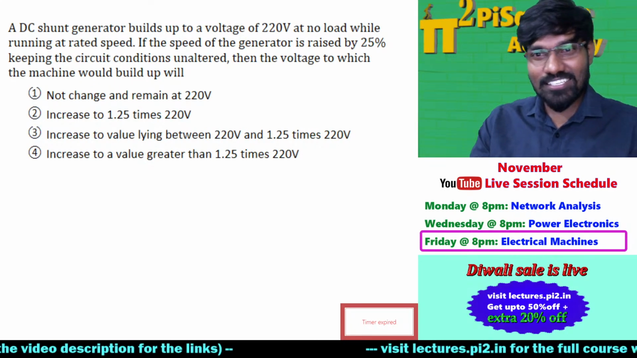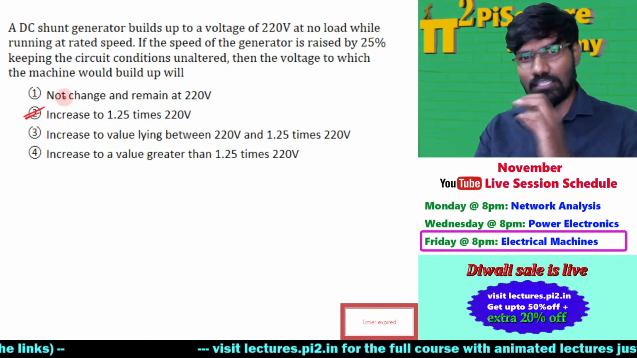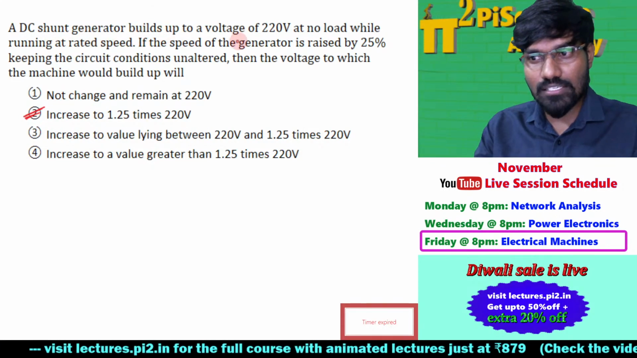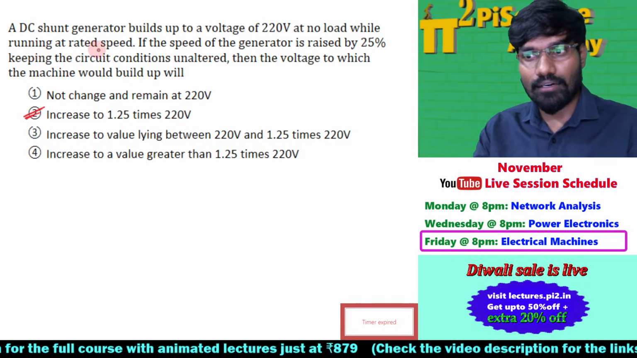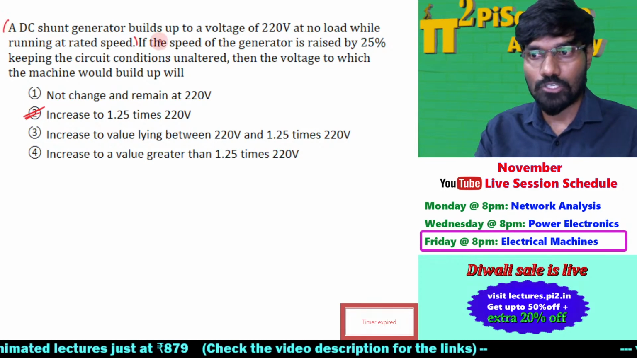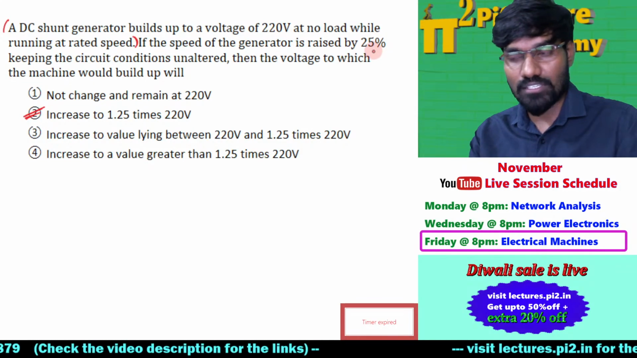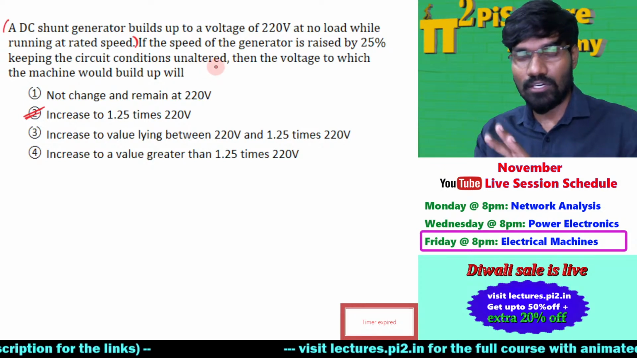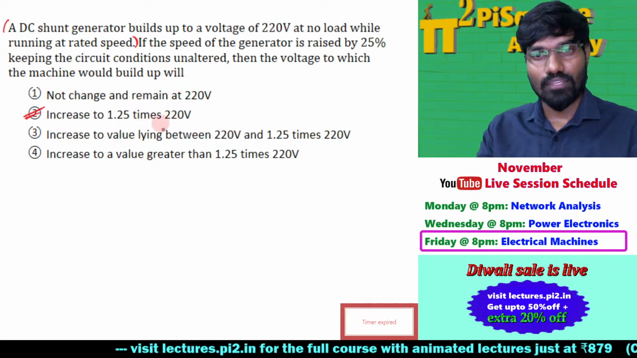Okay, the answer is right, exactly this. Be careful here, there is a point to note. A DC generator builds up a voltage of 220 volts at no load while running at rated speed. This is the statement. Now, if the speed of the generator is increased by 25%, keeping all other circuit things the same, we have not changed anything except the speed, then which one of the following will be true?